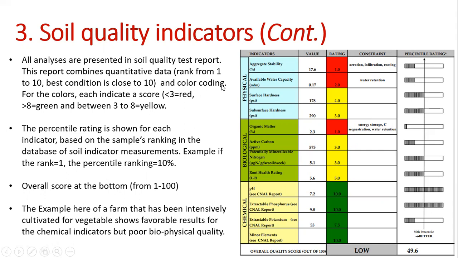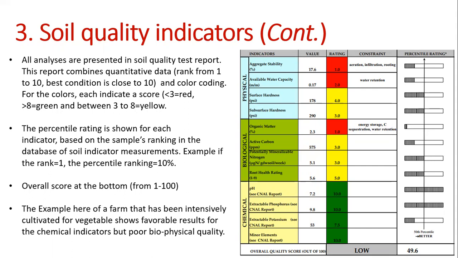For a yellow color, the value is up to 8. While if the value is greater than 8, then you have a green. So again, if the value is 3 to 8, then it's yellow. If the value is greater than 8, it's green. And again, green color means the safe side.